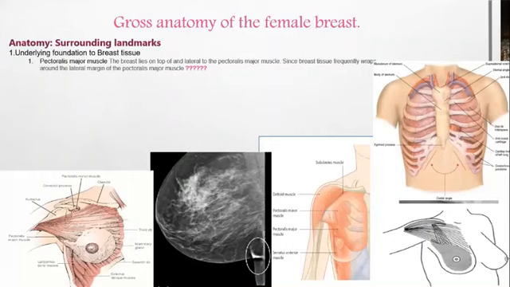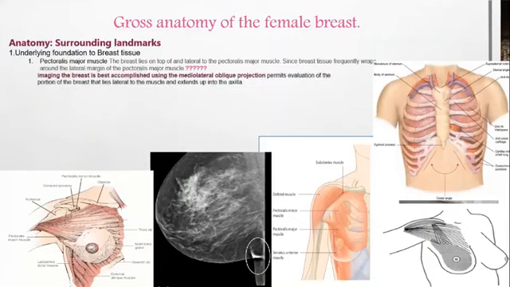What is the significance of that? Do you know the significance? What is the significance for us to understand this issue? Why should we know the relations of the breast to the pectoralis? Any volunteer? Anyone knows the clinical significance for us as radiologists?